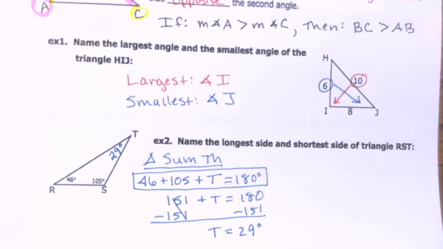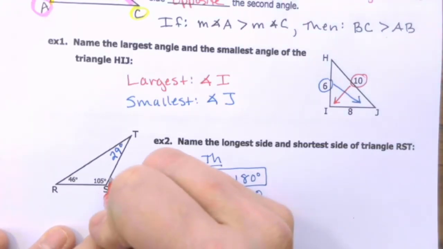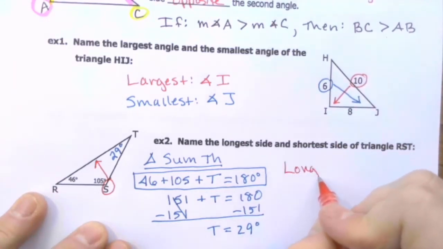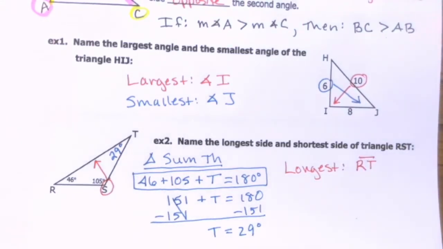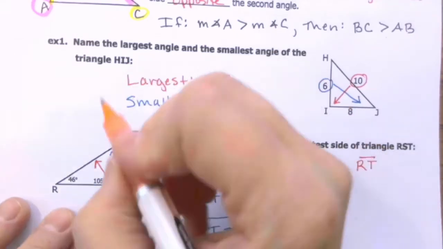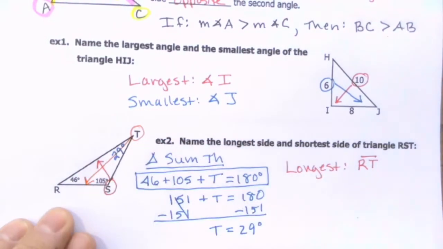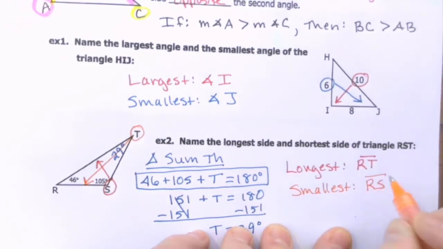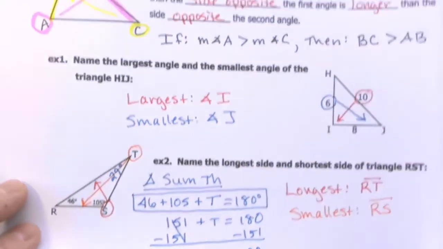Okay, like the one before it, the longest side will be opposite the largest angle. The largest angle is definitely S with 105, so the longest side is RT. So longest is side RT. Okay, now we're going to do the smallest. The smallest side is opposite the smallest angle. 29 is definitely the smallest angle, so the side opposite T is RS. So the smallest side is side RS. All right, flip the page.